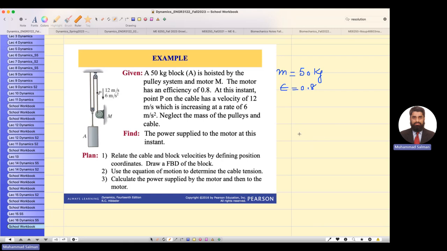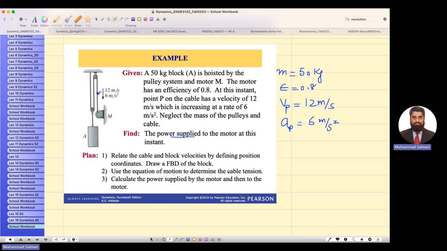At a certain instant, like if you take a picture, point P has been marked on the rope. When the motor turns, that point goes towards the motor, and the block is lifted upward. We have to find the velocity of point P, which is 12 meters per second, and the acceleration of point P is 6 meters per second squared. Neglect the mass of pulleys and cables. Find the power supplied to the motor, not the output power.